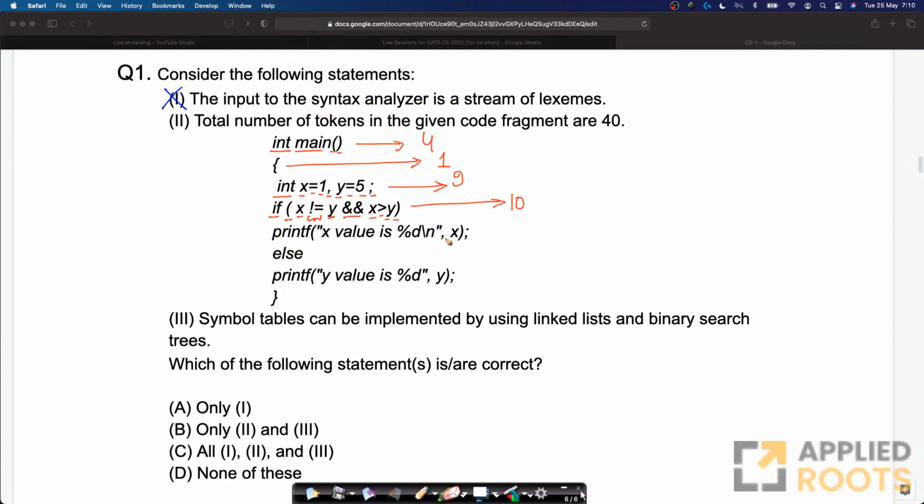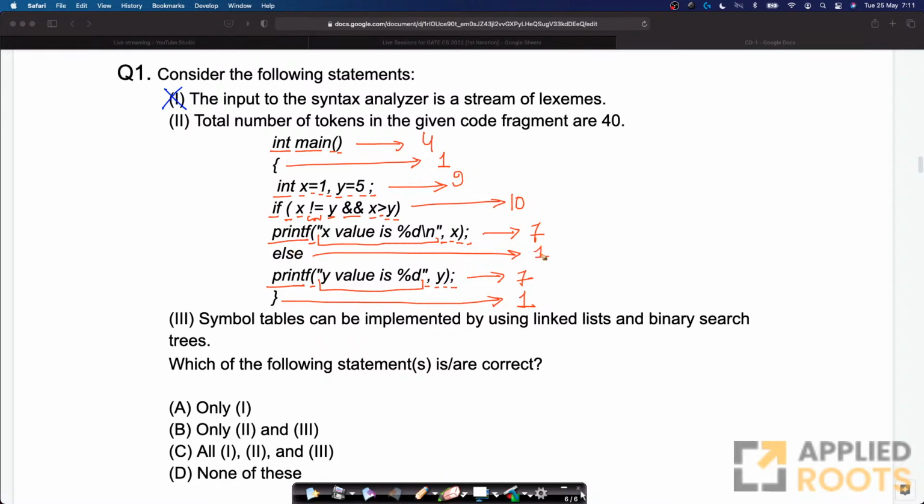Let's look at this. This is where a lot of people will make a mistake. So printf is a function name, 1, 2. This whole string is one token. So 1, 2, 3, 4, 5, 6, 7. So this is 7. Else is just one token. So 7. Now you have printf 1, 2. This whole string is 3, 4, 5, 6, 7. Again 7. The last parenthesis is 1. Right? Sorry. So this is 1. I'm sorry. My bad. So this is 1.